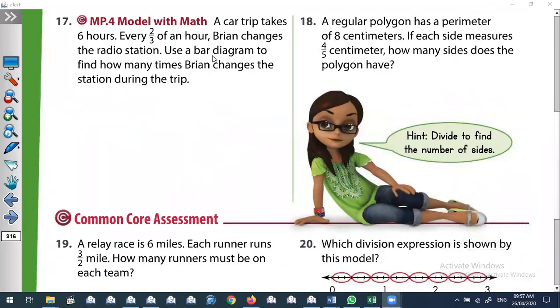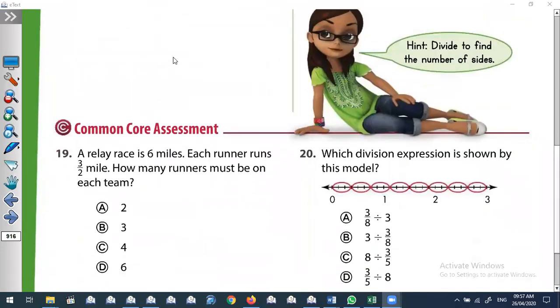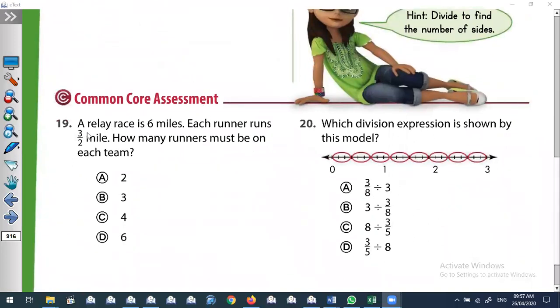The next one. A relay race is 6 miles. Each runner runs 3 over 2 miles. How many runners must be on each team? We are going to divide 6 divided by 3 over 2. Drop, change, flip.